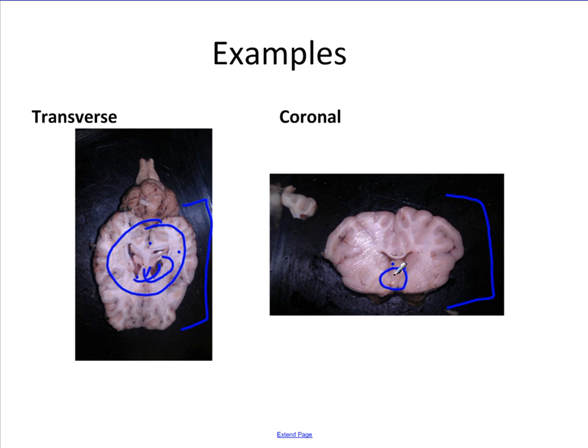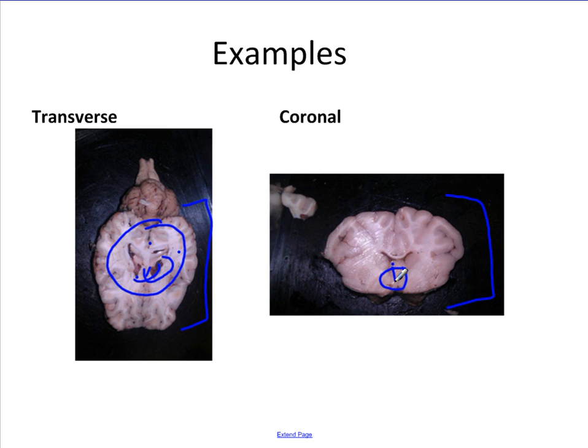and around the third ventricle right here, and you can get a good view of that. But if you go too far to the front or too far to the back of the brain, you're not going to see that anymore. Also, this allows us to see different centers of the brain from different perspectives.